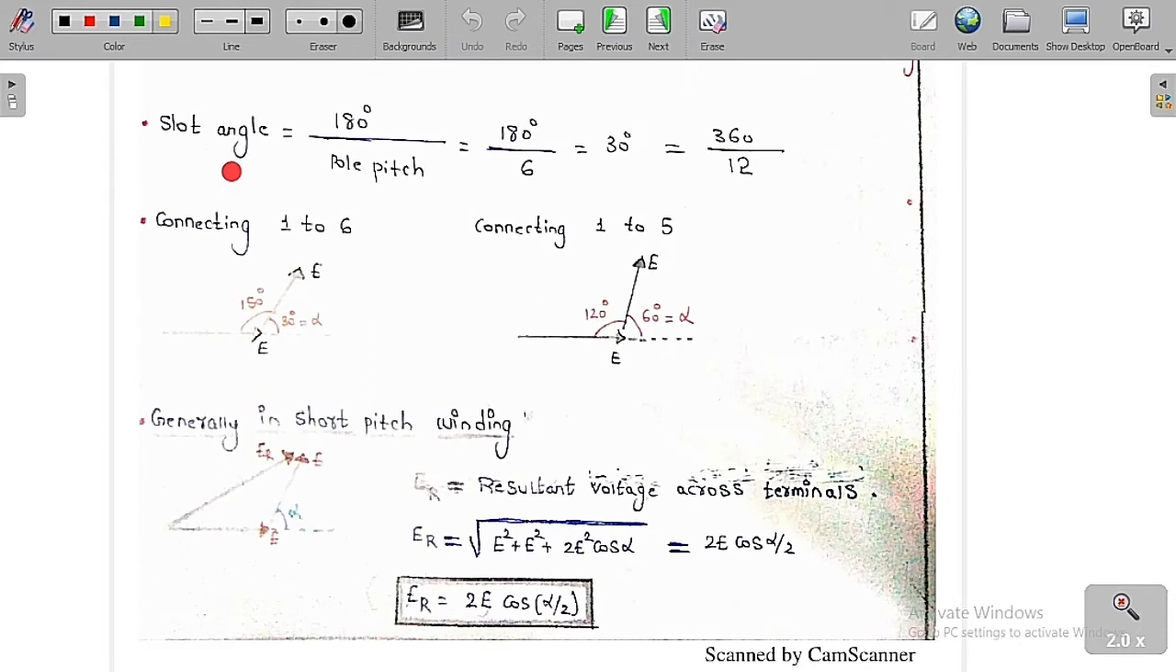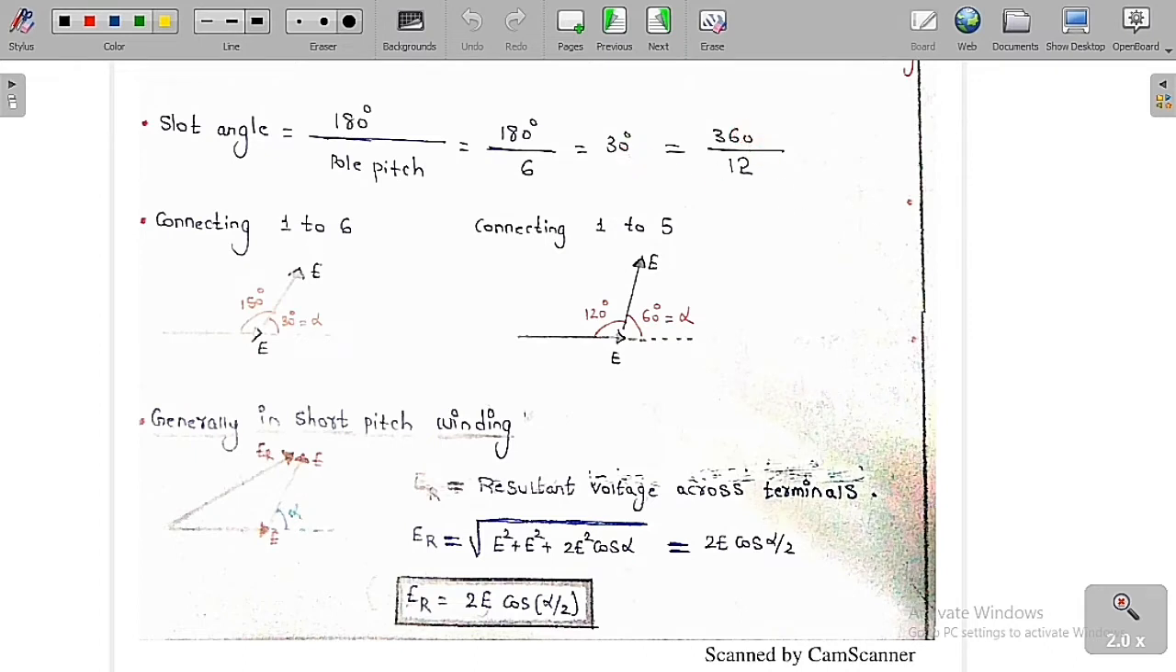So now we'll discuss the slot angle. I've already told you, basically what is the meaning of slot angle? Slot angle means it is the mechanical angle between two adjacent slots. I've already told you, in this case, the total number of slots is 12 and the overall mechanical angle is 360 degrees, because the stator is in a circular fashion. So therefore, 360 by 12 is nothing but 30 degrees.